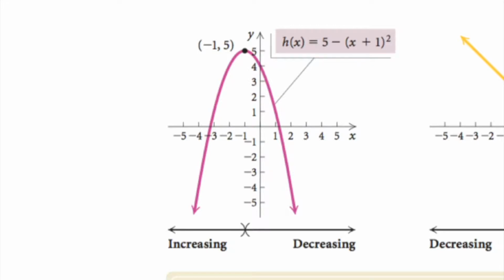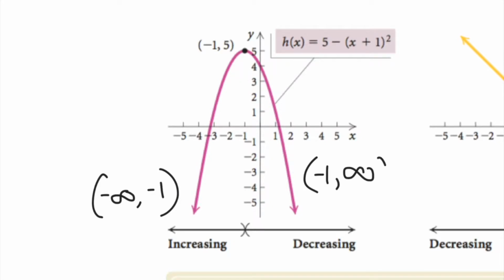This is increasing along the interval -infinity all the way up to -1. We talk about it in terms of its x values. It's decreasing from -1 to positive infinity. As you can see here, when we trace it with our fingers, it's going down. Increasing and decreasing functions are always answered in terms of x values and then open parentheses, because we can't really include this point as either increasing or decreasing. It's always talked about in terms of open intervals.